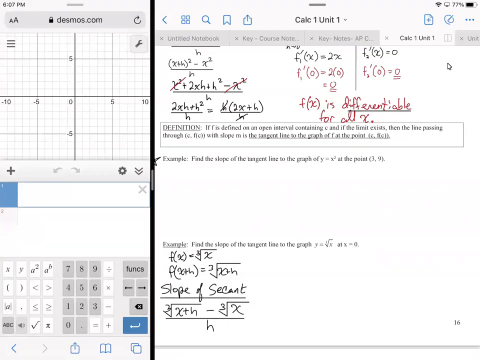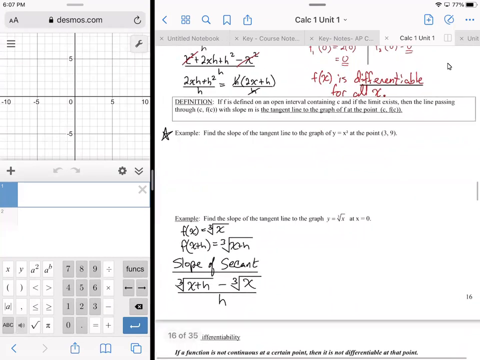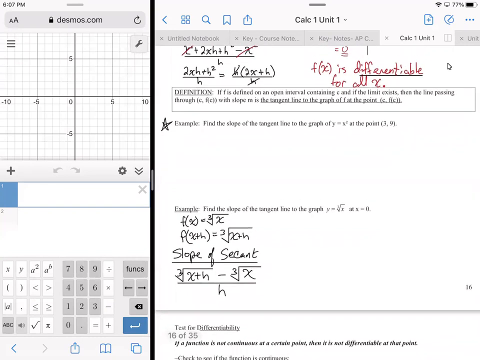To the club. All right, so find the slope of the tangent line to the graph of y equals x squared at the point (3, 9). All right, so we'll come back to that really kooky one, the next example.